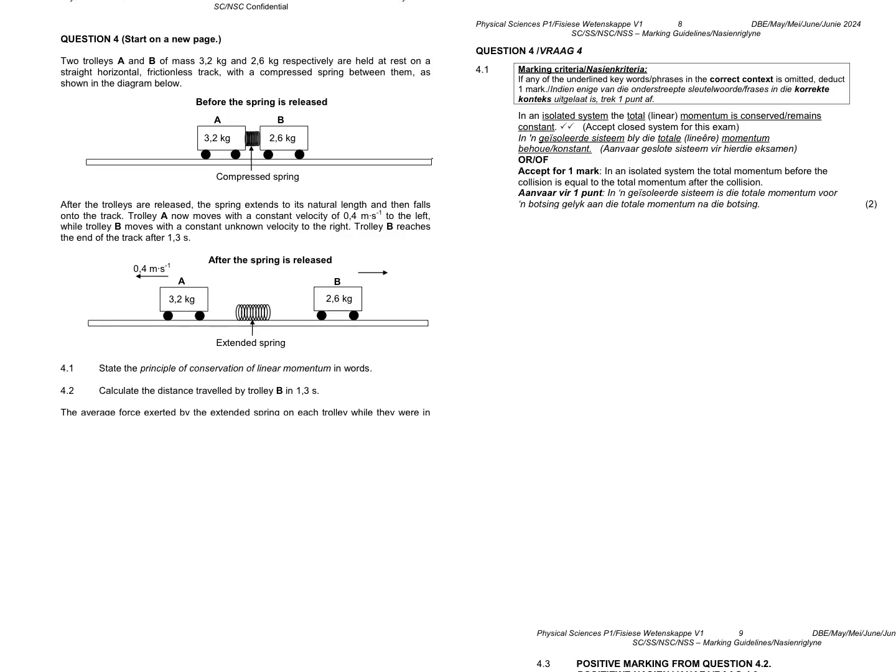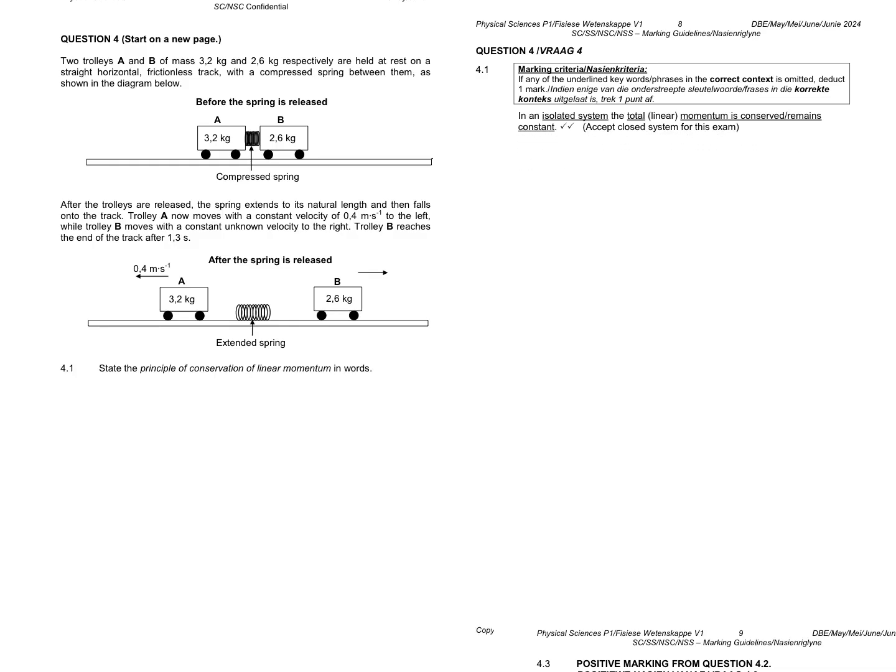Okay, so question 2, question 3, question 4, and all three of them have started with the definition. The definition, you need to have the underlined words. The total linear momentum in an isolated system remains constant or is conserved. Total linear momentum. So linear is not important, but total is. So the total linear momentum in an isolated system remains constant.